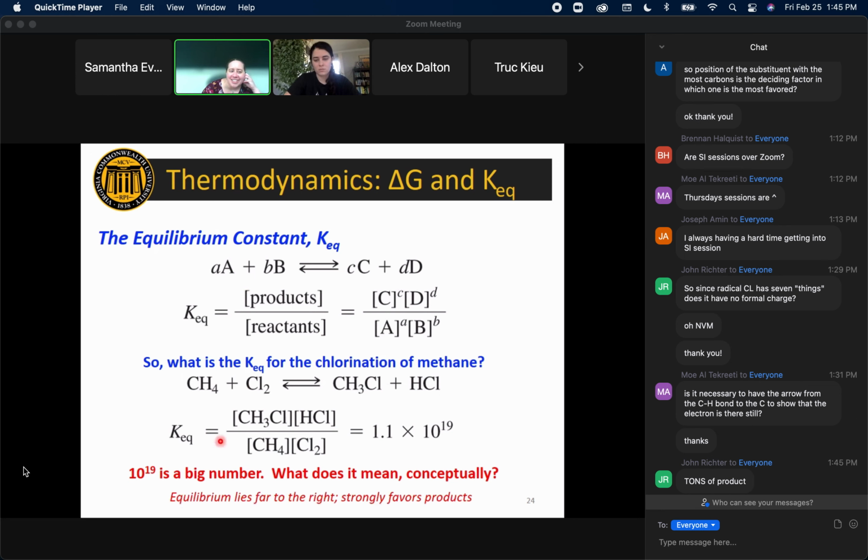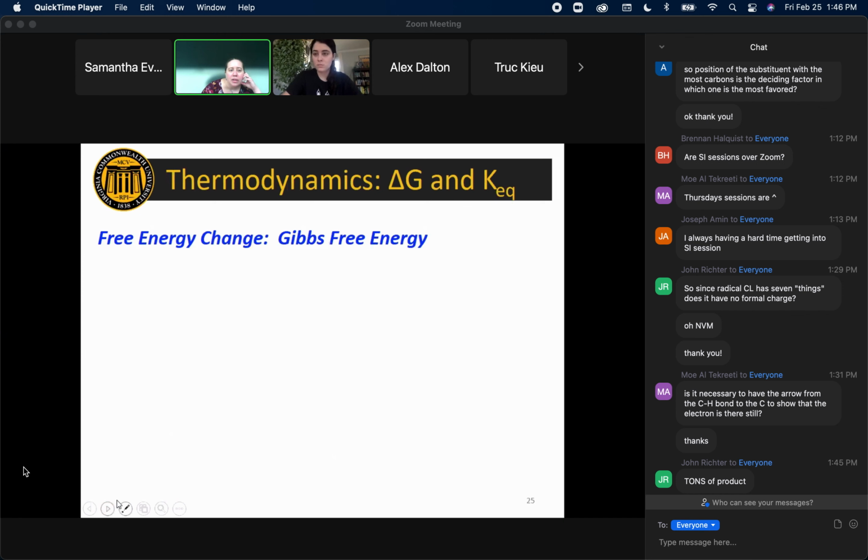Tons of product. Thanks, John. Yes, the equilibrium for this reaction is hugely favoring the products. What that means is that when we put methane and chlorine together, if we give it a little bit of light or a little bit of heat, it's going this way. It is favoring the right side here, and those products will be favored dramatically. And we'll see why over the course of this chapter.